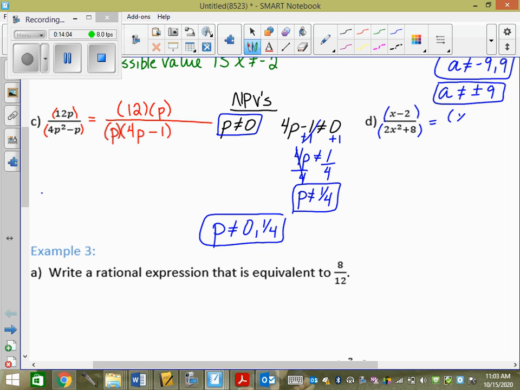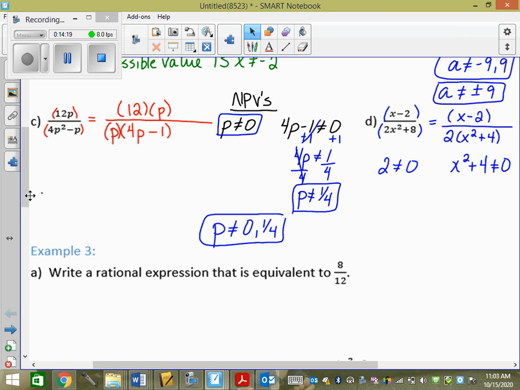This last one, x minus 2 stays x minus 2. The bottom I can take a 2 out. It's x squared plus 4. So I have 2 cannot equal 0, and I have x squared plus 4 cannot equal 0. Why can't I split this into x plus 2, x minus 2? It's an addition of squares, it's not a difference. So you can't do anything to it, it just stays that way. This one is true, but it doesn't give me an NPV, correct? This one I'd have to subtract my 4 over.